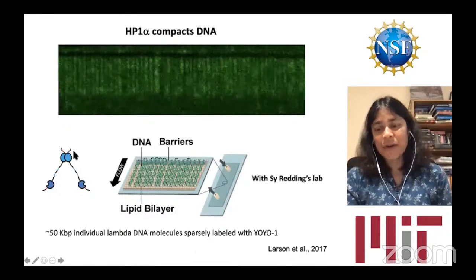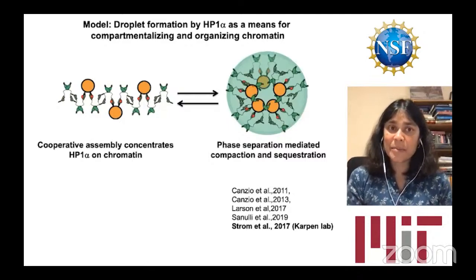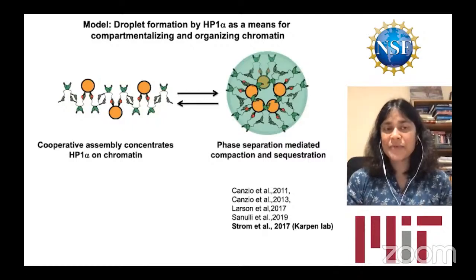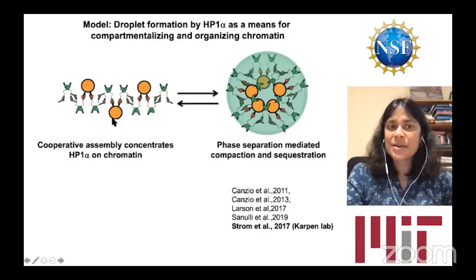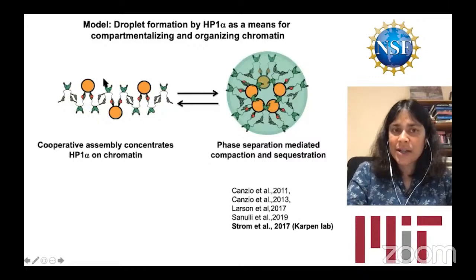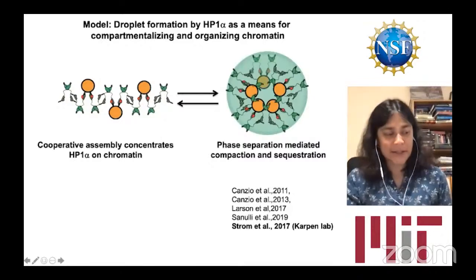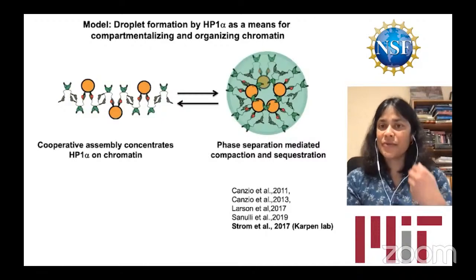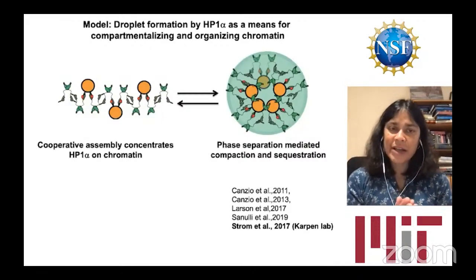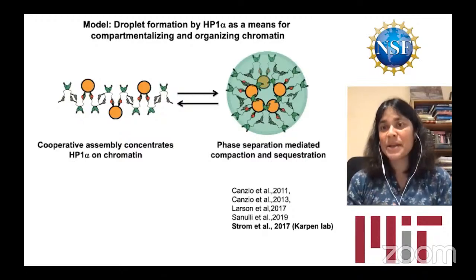So what I've shown you so far is that HP1 molecules can oligomerize across chromatin, they can dramatically compact the DNA, and they can form phase-separated droplets. Combining these three biophysical features of HP1 molecules, we have a very simplistic working model for how HP1 molecules might enable the formation of structures in a cell. In this model, multiple HP1 molecules oligomerize on chromatin, and when they oligomerize on chromatin, the local concentration of HP1 molecules goes up and can drive them into adopting a phase-separated state. This phase-separated state can then compartmentalize the chromatin and also shield the chromatin from things like RNA polymerase. Now, this is an attractive model because it is simple and intuitive, and it provides an explanation for how phase separation can participate in genome compartmentalization.